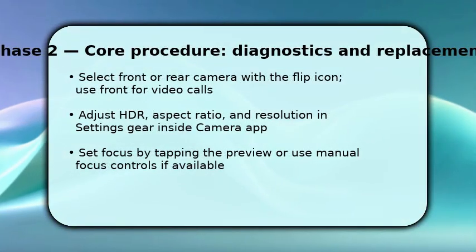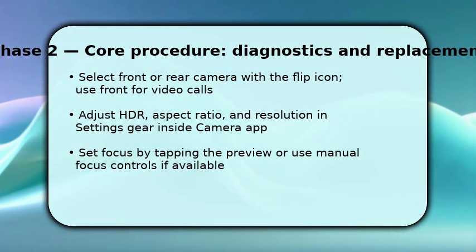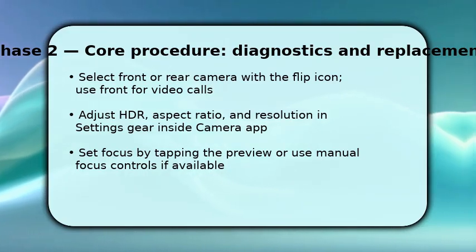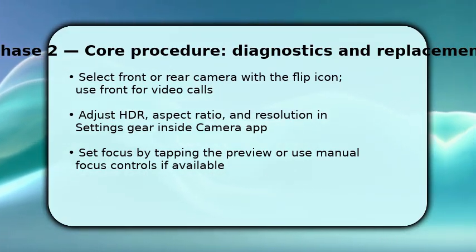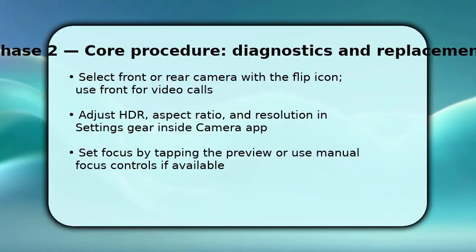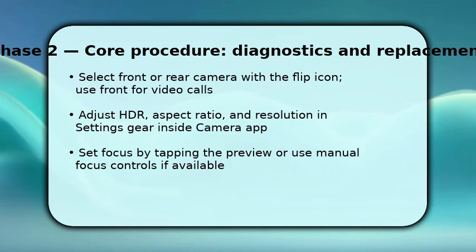Next, configure the camera so your image is clear and framed correctly. You choose front or rear using the flip icon, front for calls, rear for higher quality photos. Pick based on your need. Make sure to open the camera app settings to set resolution and aspect ratio. Higher resolution gives detail but uses more storage.